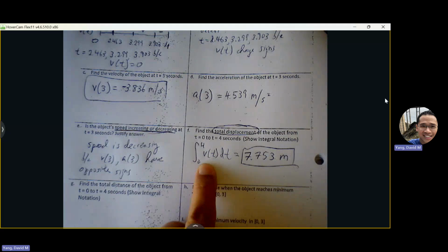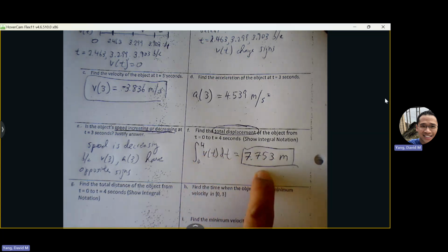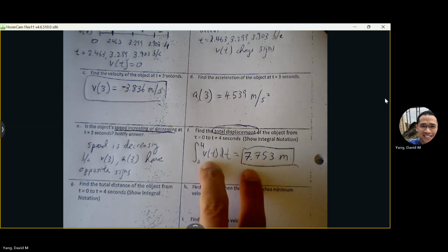So this tells us that even with all the forwards and backward motion that this object is going to go through between 0 and 4 seconds, this object is going to end up 7.7 units to the right of where it started, despite its going forwards and backwards.